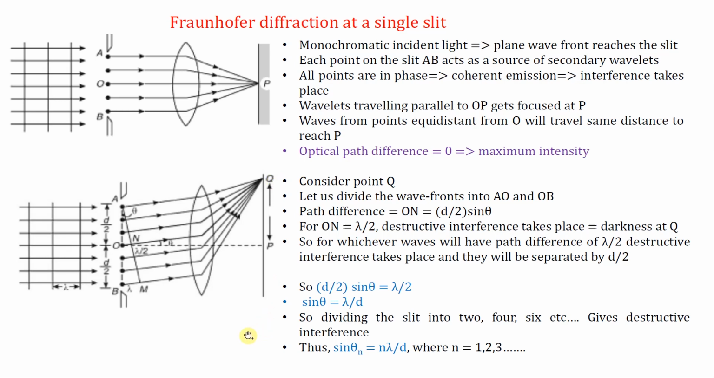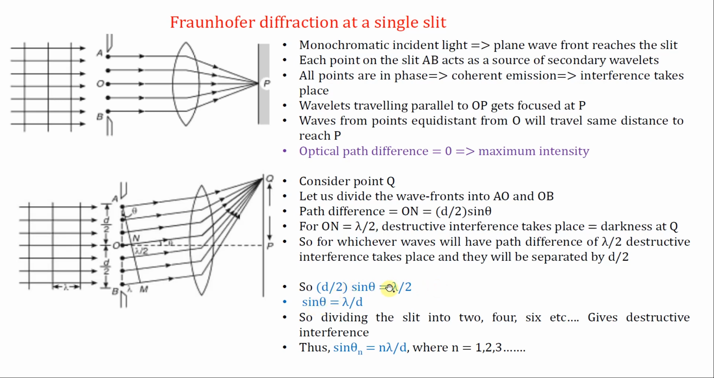Whichever waves have a path difference of lambda by 2 will cause destructive interference, and they all will be separated by a distance of d by 2. So d by 2 is the separation, be it from A to O or O to B, I am going to get dark fringes. So from A and O, it's going to result in a point Q over here, and from O and B, it is going to result in a point, say I'll call it Q prime, on the other side. So that's the first minimal point. At the center we have the maxima, and next you have minima, that is at point Q, and another point Q prime on the other side. So we now have the condition for destructive interference as d by 2 sin theta equal to lambda by 2.